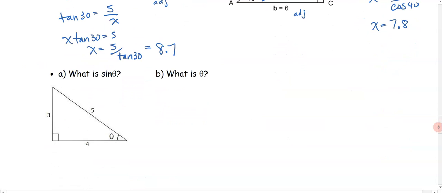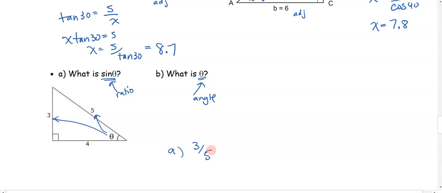Again, a reminder, make sure you know the difference in this question. If I ask you what is sine theta, I'm asking for a ratio. If I ask you for theta, I am asking you for an angle. So in this question, sine theta is your opposite as compared to hypotenuse. The answer to A, sine theta, is 3 over 5.